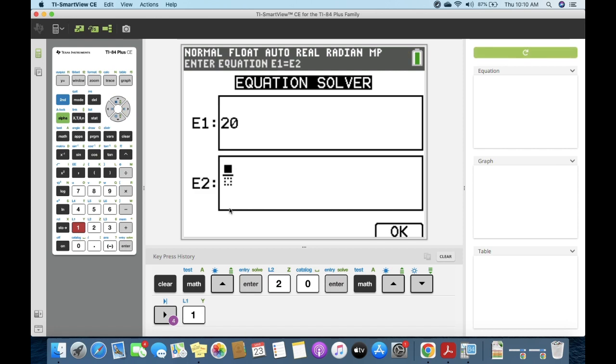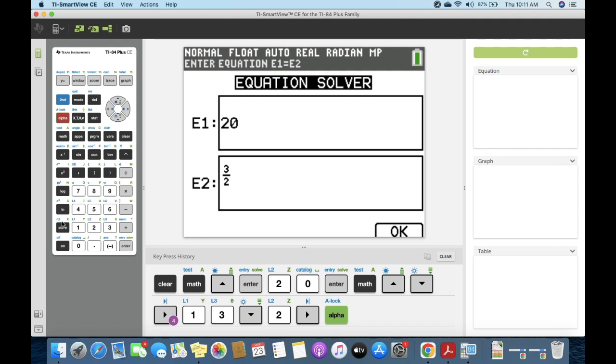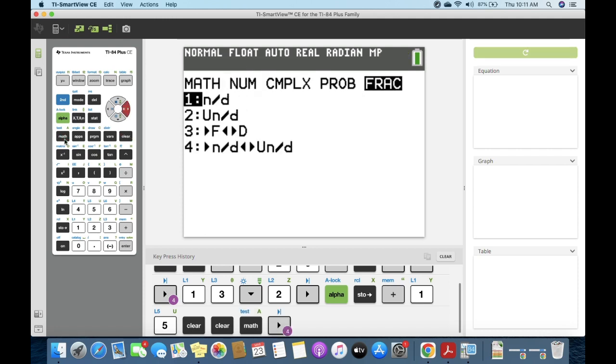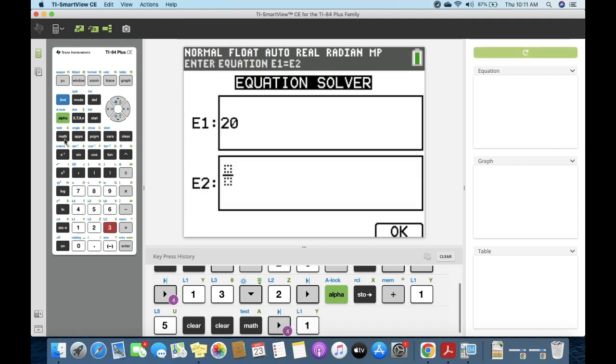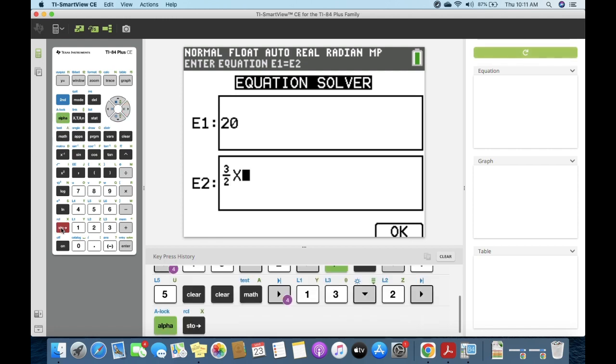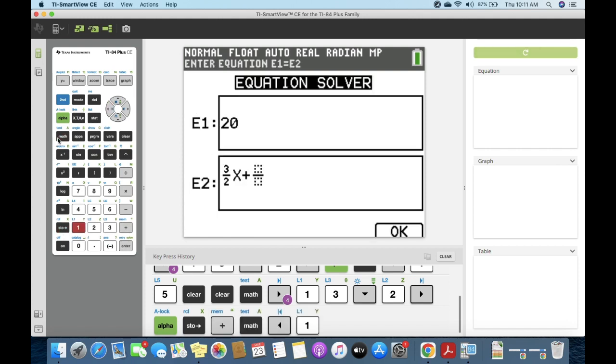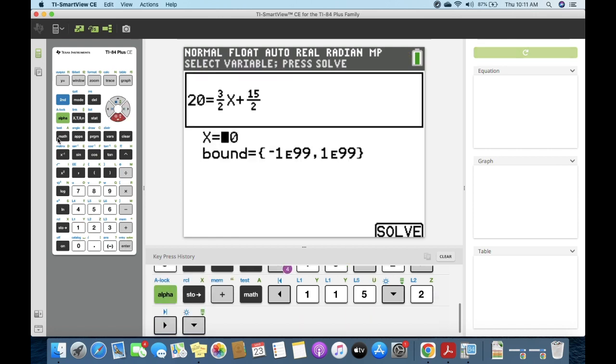Okay, we have 3 over 2 of x plus 15, sorry. So 3 over 2 of x, and then you have plus, math again, 15 over 2. Okay, you could already use the numeric solver here. How do you solve it?